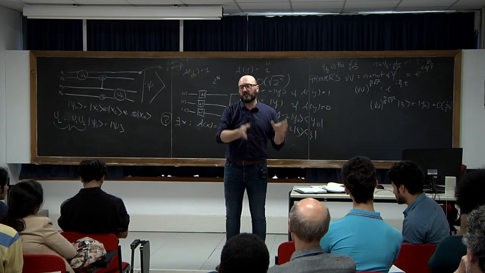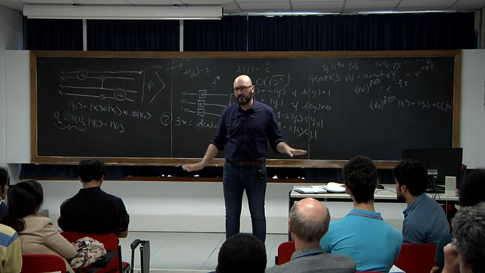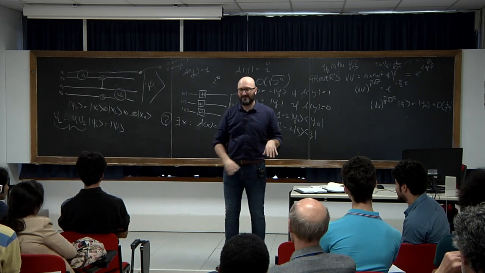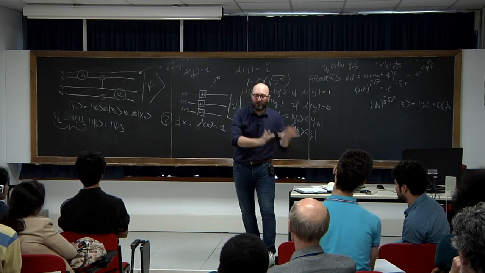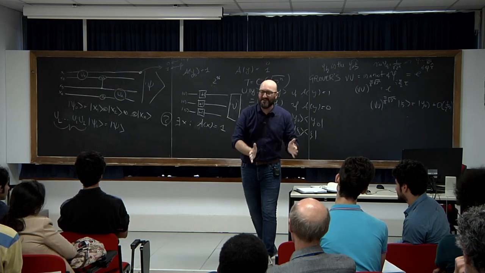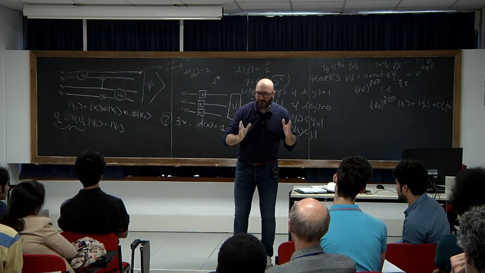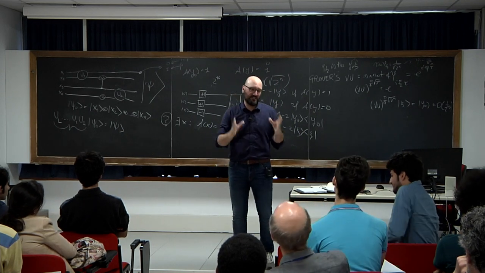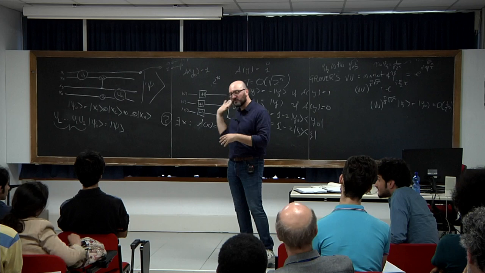Because you read things in the newspapers which make no sense. They claim it's fast. We are scientists, right? We need to make a framework where to put the ideas, and the Turing machine is the framework to compare also quantum computation.